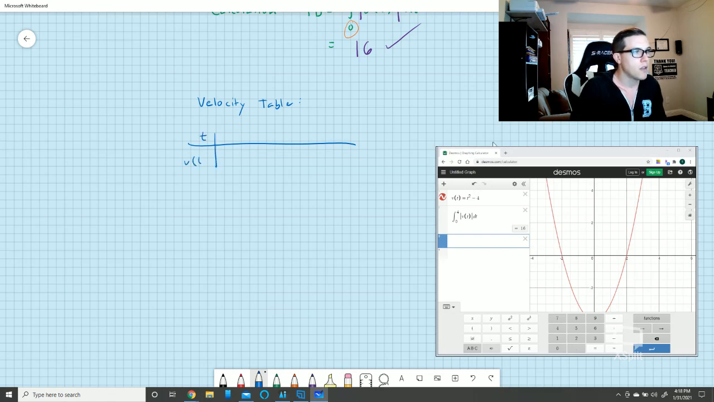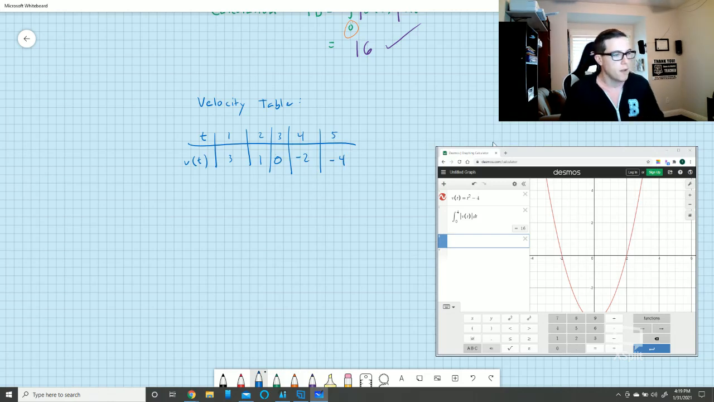T, V of T will go 1, 3, 2, 1, 3, negative. Nope. We'll go 0 here, 4, negative 2, and 5, negative 4. Okay. And this time I want to do some other things, like if I tell you that the initial condition here, P of 0, is negative 3, I want you to find P of 5.